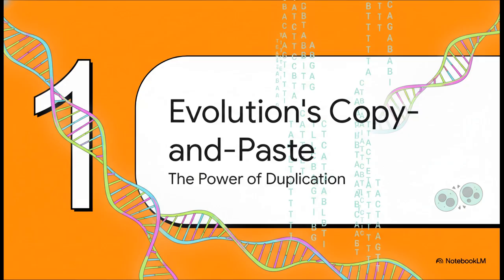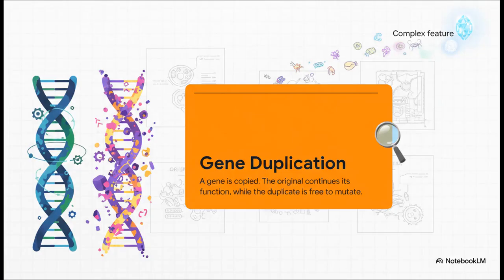So to even start answering that, we need to talk about one of evolution's most powerful tools. It's a process that a lot of scientists believe is a main driver of innovation in biology. You can think of it as evolution's copy and paste function, gene duplication. So what exactly is gene duplication? Well, it's pretty much what it sounds like. A gene just gets copied by accident.